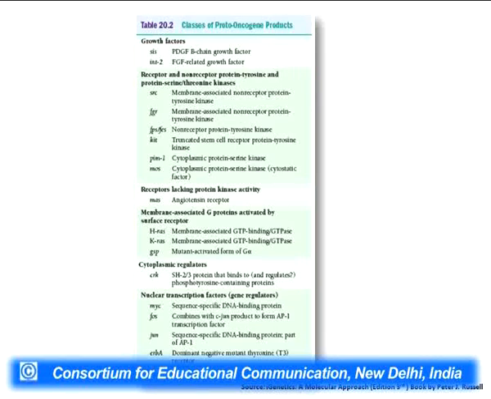There are different classes of proto-oncogene products, of which a major one is PDGF, the platelet-derived growth factor proto-oncogenes. Then there are G protein proto-oncogenes. Then there are nuclear transcription factor proto-oncogenes. All these genes have been found to be mutated in some form or other in different cancer cases.